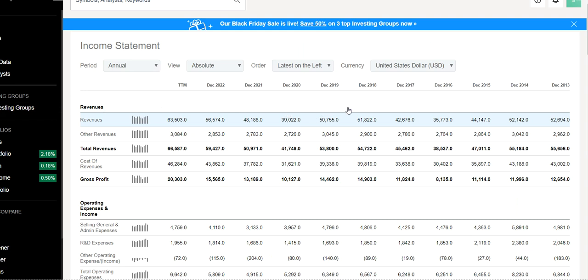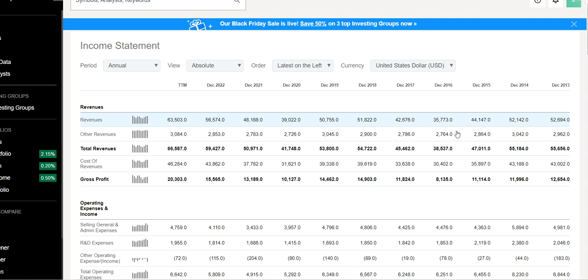One of the things that I've noticed about this company as well is the business is very cyclical. So 2013, they had $52.6 billion of revenue. Okay, then 52.1, then 44 in 2015, then 35, then 42, 51, 50. I don't know what happened here.